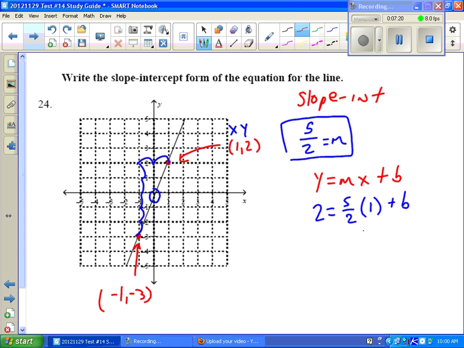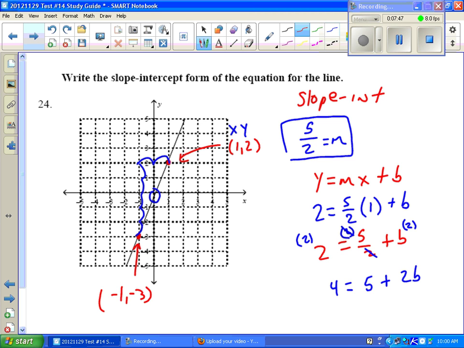5/2 times 1 is simply 5/2. And then what we can do with this one, in order to make this a little bit easier, we can multiply. That says divide by 2. We can multiply everything by 2, and it'll get rid of that for us to help us out a bunch. So 2 times 2 is 4. These two will cancel each other out, and there'll just be a 5 there. And then 2 times b is plus 2b.